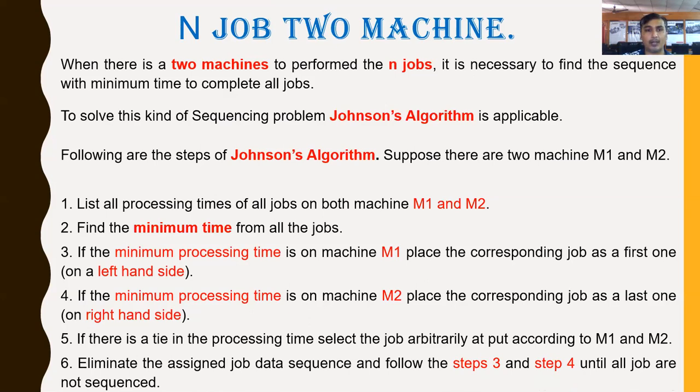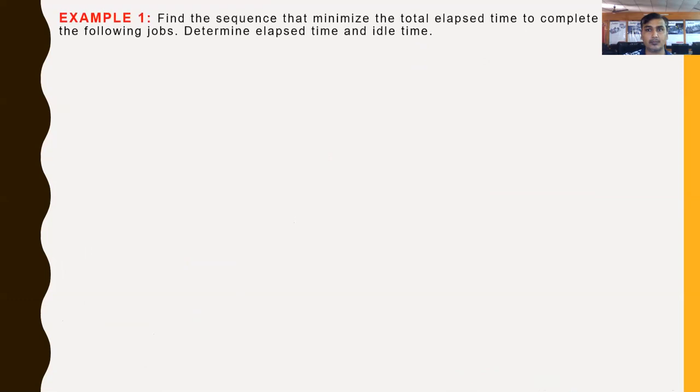Now take one example. Example 1. Find a sequence that minimizes the total elapsed time to complete the following jobs. Determine elapsed time and idle time. In that, we have to find out the elapsed time. Also, we have to find out the idle time of machine 1 and machine 2. In that, machine 1 always has idle time 0.